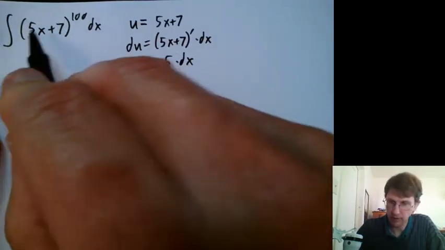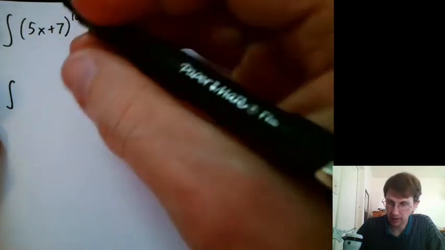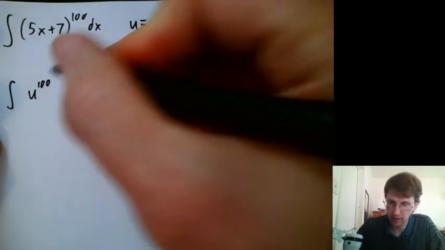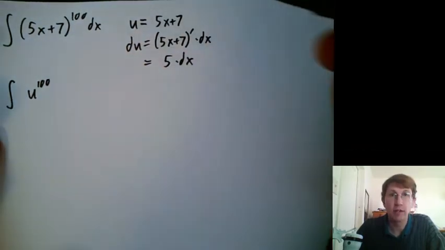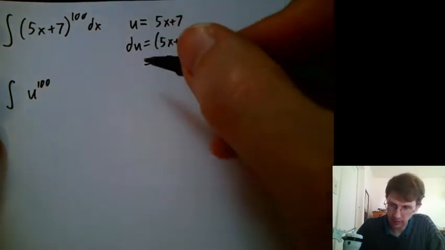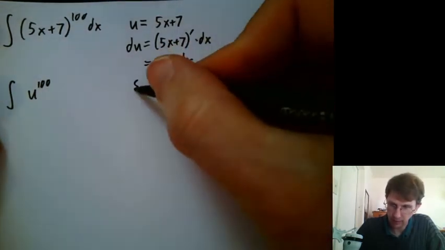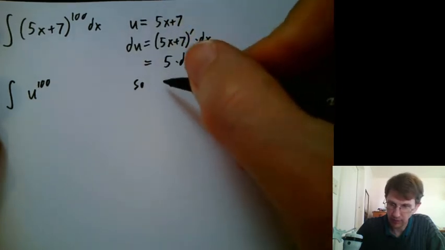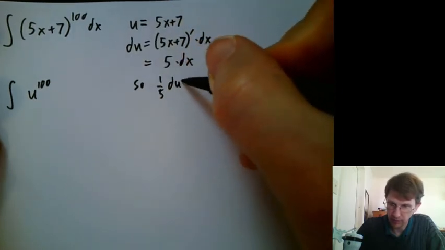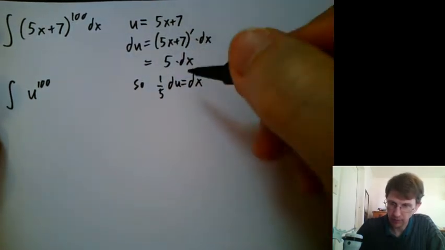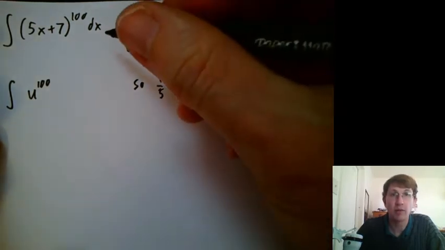So now instead of (5x plus 7) to the 100, I can just say u to the 100. Can I replace the dx with du? Well, du isn't equal to dx. We could say divide both sides by 5 here, so 1/5 du equals dx. So if I see a dx, I can replace it with a 1/5 du.